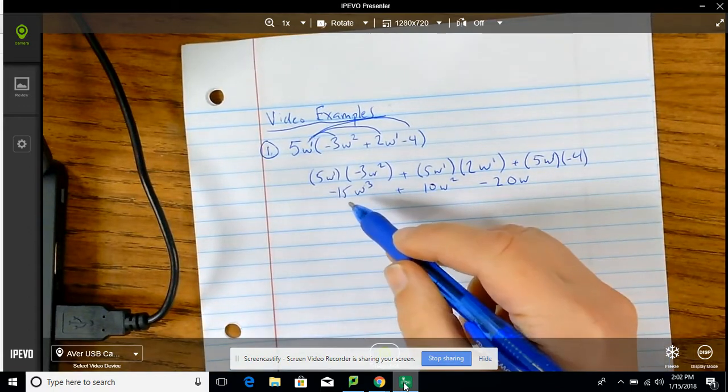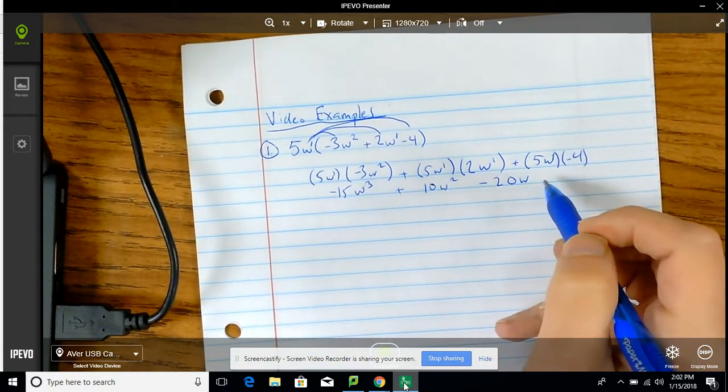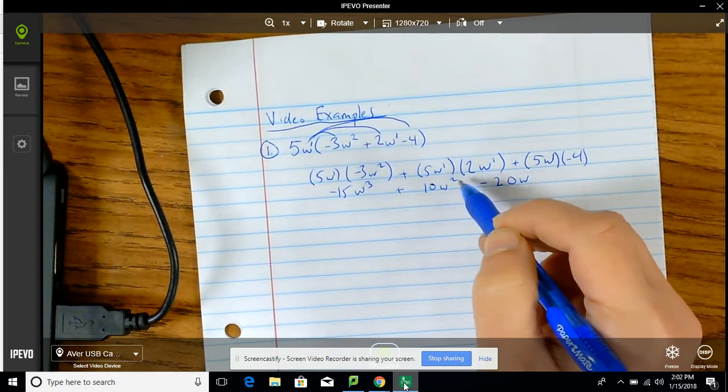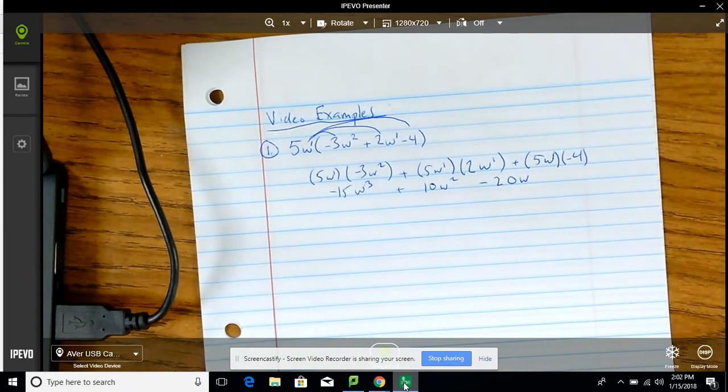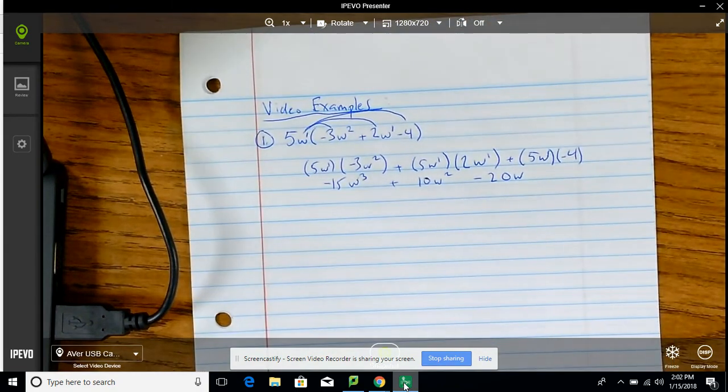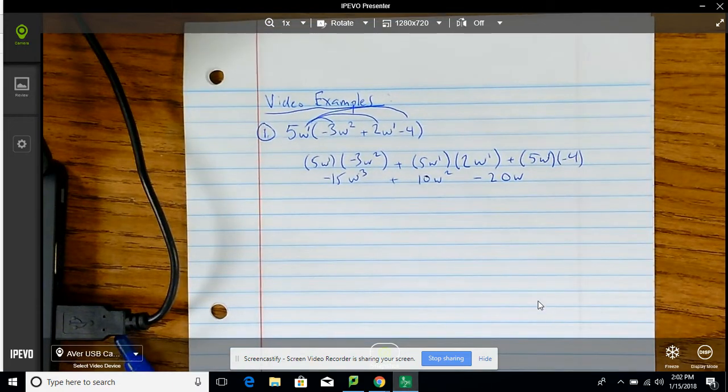We look for like terms, and there doesn't seem to be any, because remember, they're not like terms if there are different exponents. Same variable, same exponents, no like terms. Therefore, we are done.